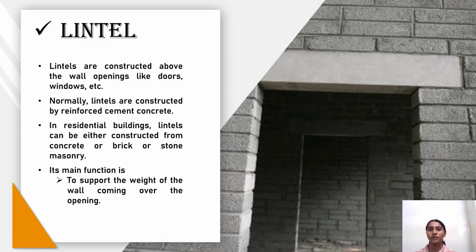So our third element is lintel. Lintels are constructed above the wall openings like doors, windows, etc. Normally lintels are constructed by reinforced cement concrete. In residential buildings, lintels can be either constructed from concrete or brick or stone masonry. Its main function is to support the weight of the wall coming over the opening. This is all about lintel.